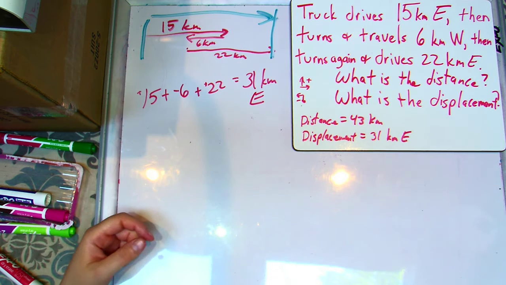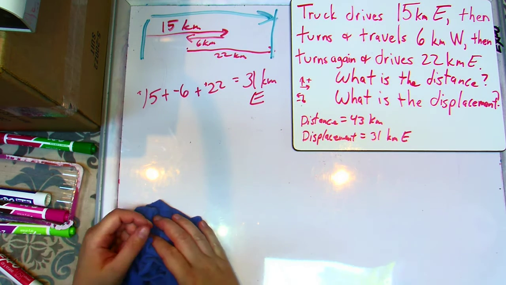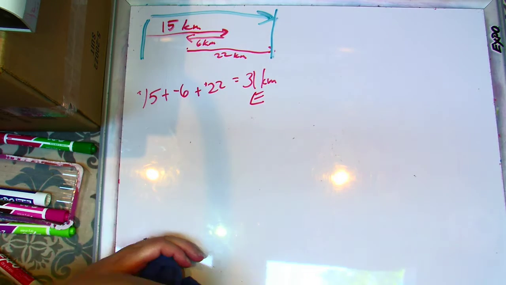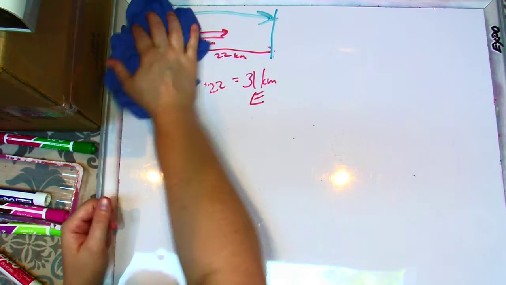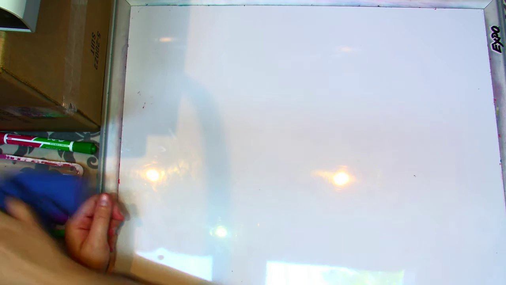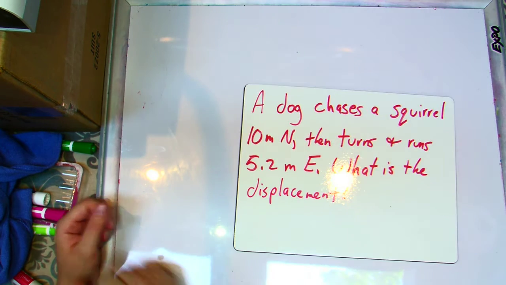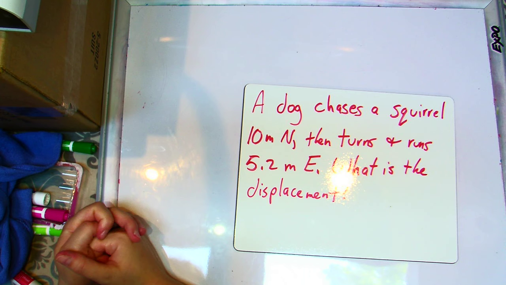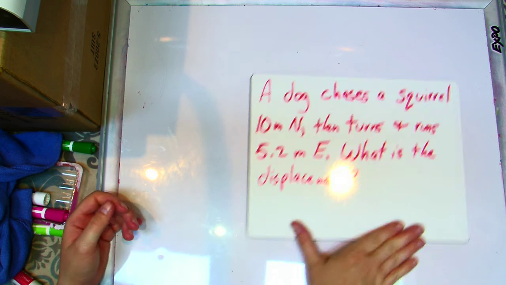All right. Now, how about we make it a little bit more challenging? Shall we? Let's talk about some two-dimensional motion. I have a doggy. The doggy is going to chase the squirrel for 10 meters north and then turns, and the dog runs 5.2 meters east. What is the dog's displacement?